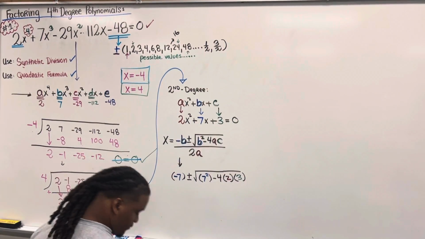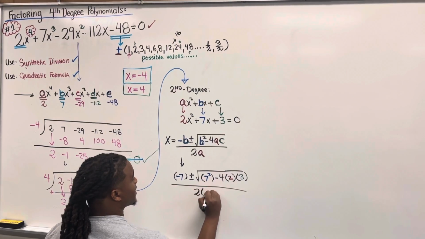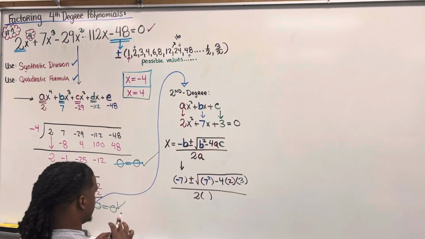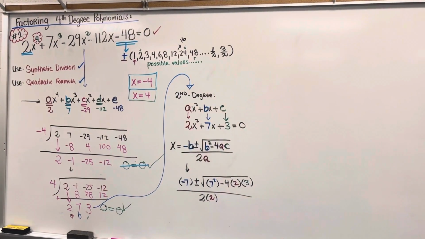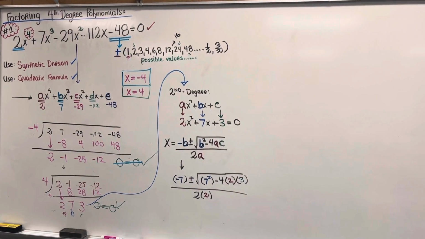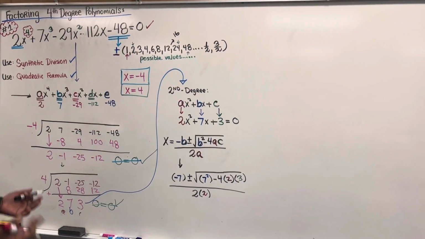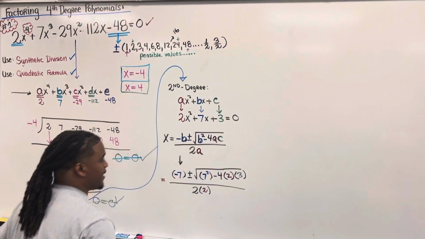All over 2 times A, and once again, A is 2, so we're just going to plug in 2 as A. So once you have it in this form, guys, we have plugged in our values in the quadratic formula, and we are actually almost done. So let's just keep going. All we have to do is simplify.